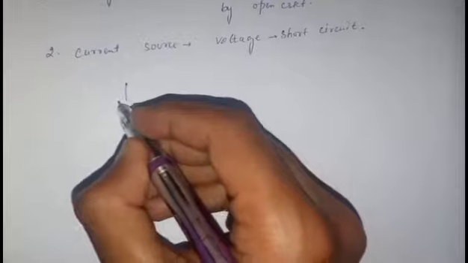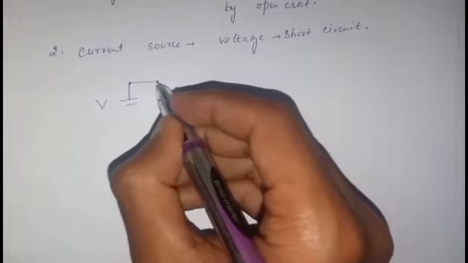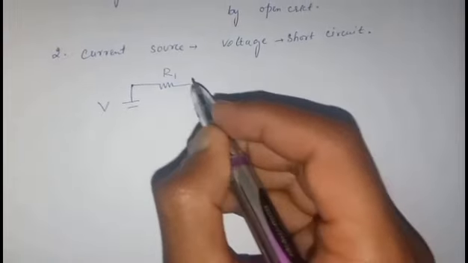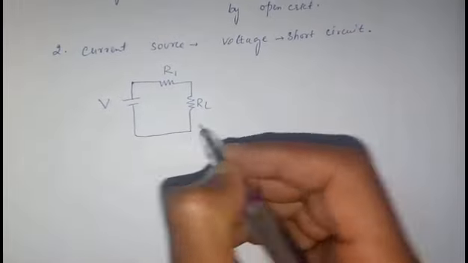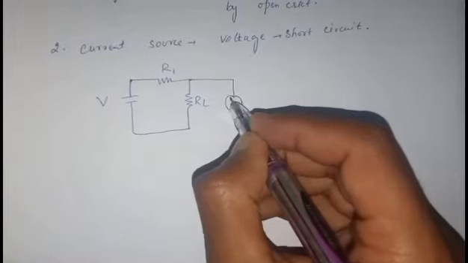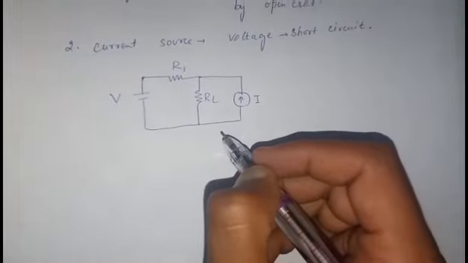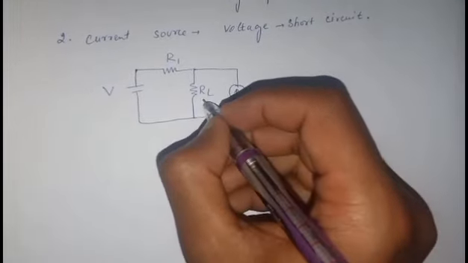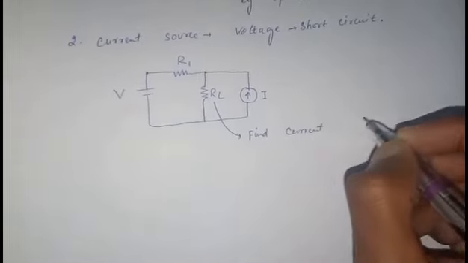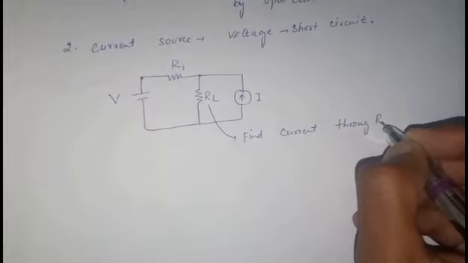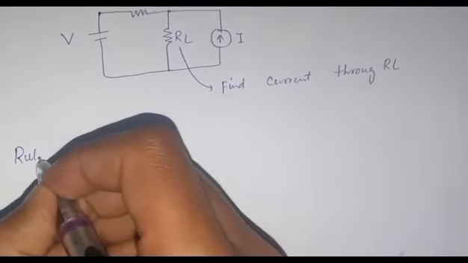Understand with the help of a circuit diagram. We consider a circuit diagram with a voltage source V and a resistor R1 in series, the load resistor RL, and a current source I. Now we will find the current through RL using superposition theorem.